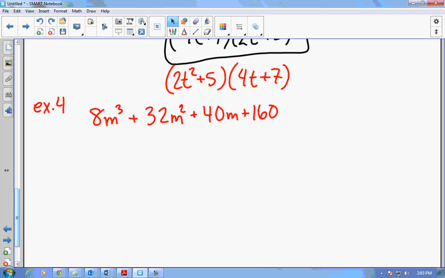Okay, at the very beginning, you have to find a greatest common factor. At the very beginning, all 4 of those coefficients can be divided by 8. So your first step is to pull an 8 out of all 4 of them. And you'll have smaller numbers and it'll be more manageable.